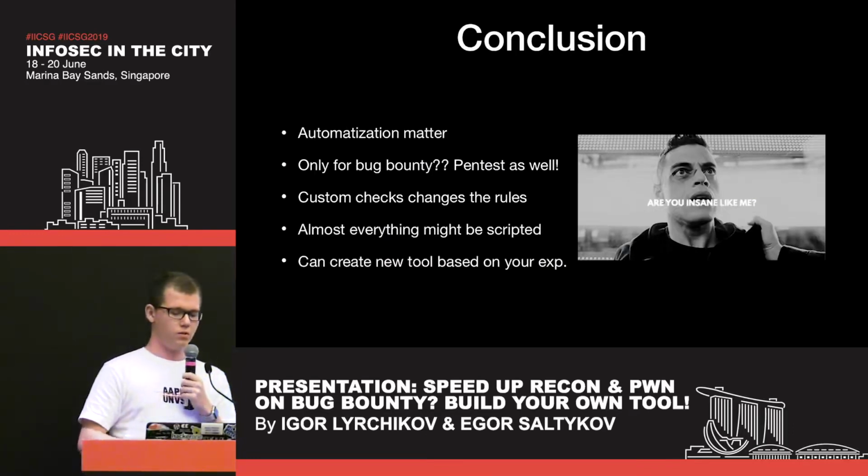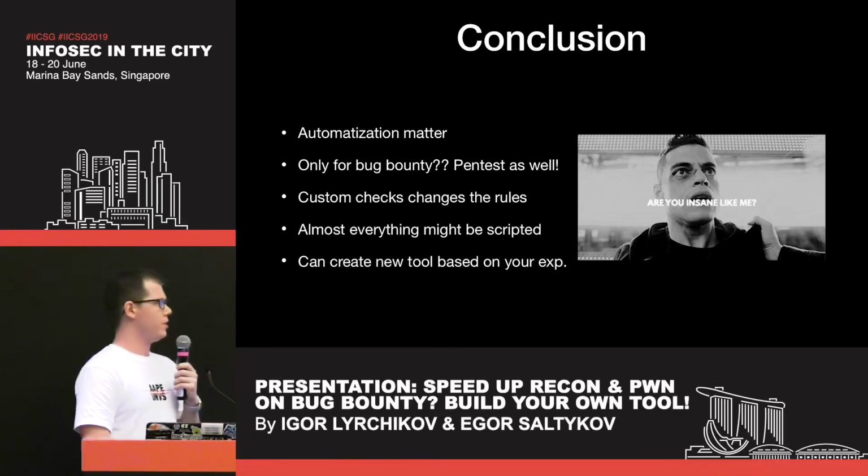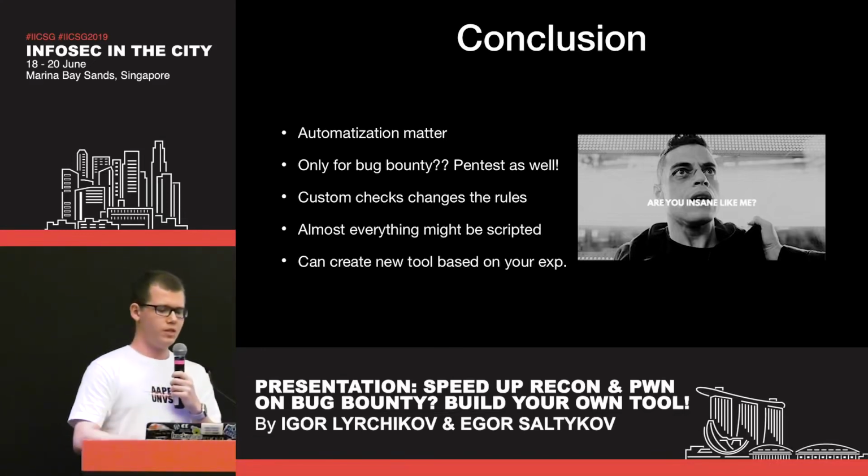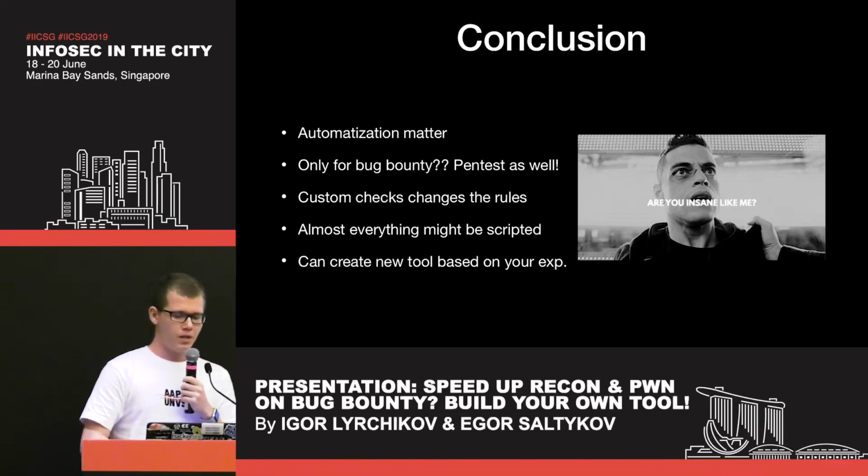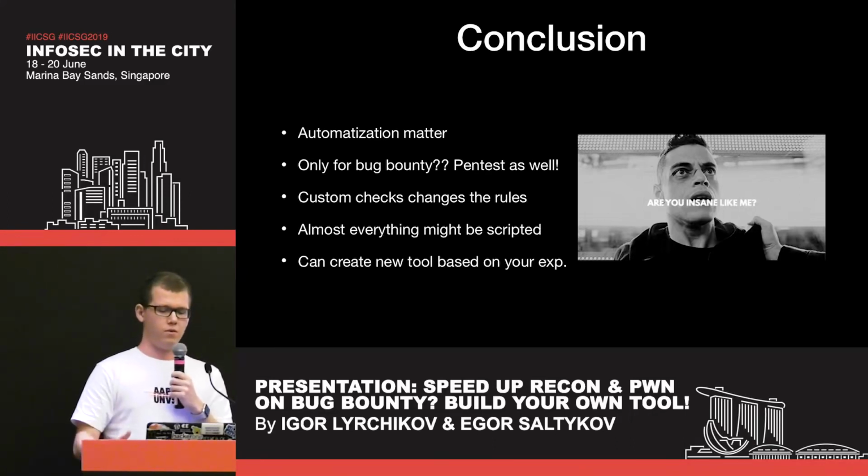So in the end, I want to pay attention to things like automation matters because it saves your time. It's applicable not only for bug bounty, but for pen tests as well, and for your side job. Custom checks change the rules and help you find some things. Everything might be scripted and automated to save your time.